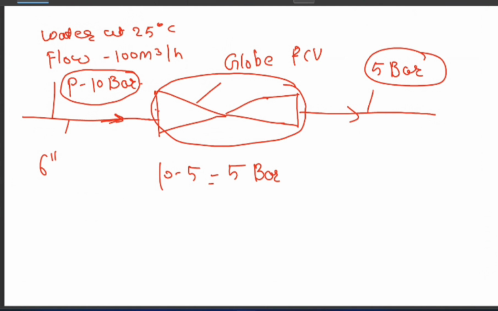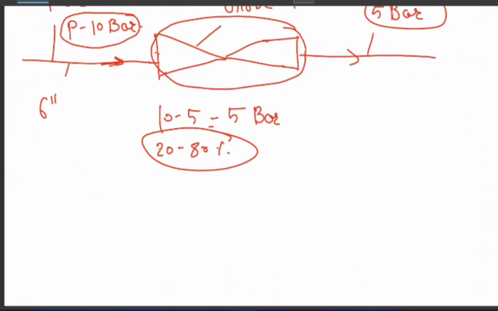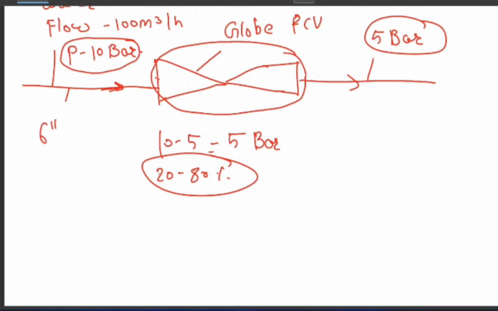One more thing: if the pressure is not dropped, your control valve is not controlling anything. So in a control valve, pressure drop should be there. Always remember, if there is no pressure drop, your valve is not operating. Normally a control valve operates from 20 to 80% opening. Your interviewer will definitely ask: how will you size the control valve, and what is the minimum and maximum opening of the control valve?